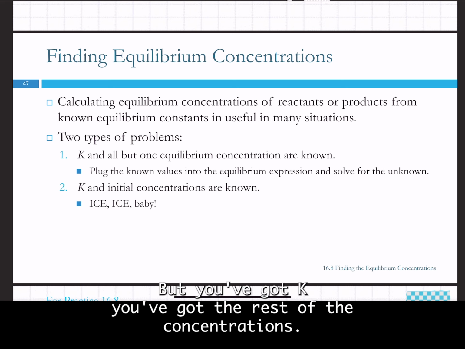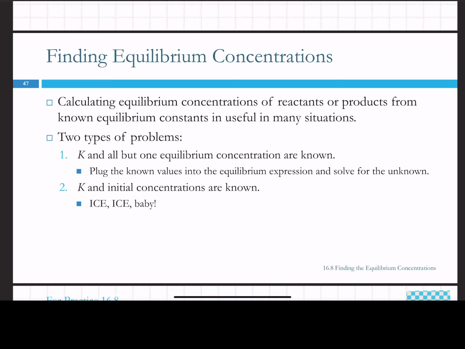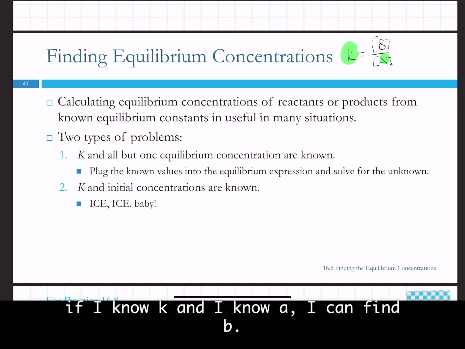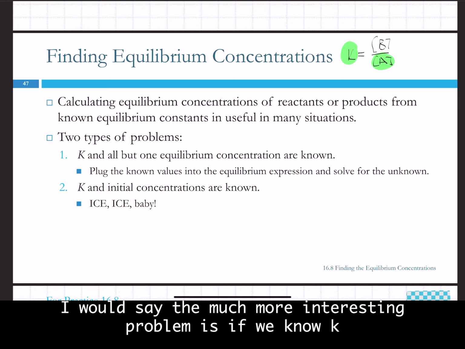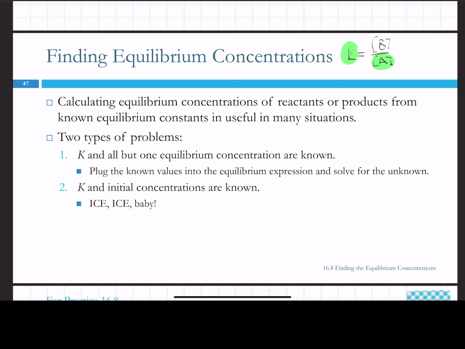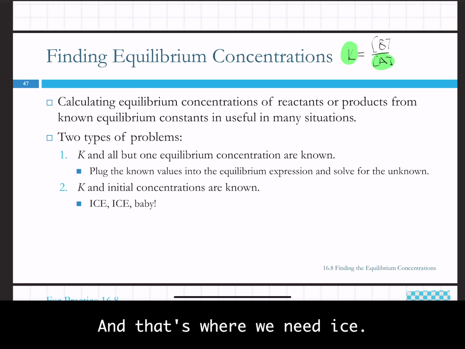But you've got K, you've got the rest of the concentrations, and so we can just solve for the missing one. So if K equals B over A, if I know K and I know A, I can find B. Pretty simple. But sometimes, I would say the much more interesting problem is if we know K and the initial concentrations, and then we need to find how everything changes to get to equilibrium. And that's where we need ice, ice, baby.